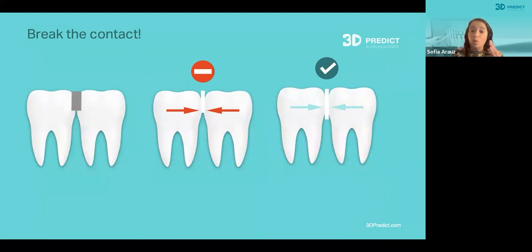So how much is too much? Obviously, getting to the gingival margin is not okay. Just until you break that contact, and we all know how that feels, especially because we're used to doing that for composites and for crowns, etc. Break the contact. If you break the contact, you are good.